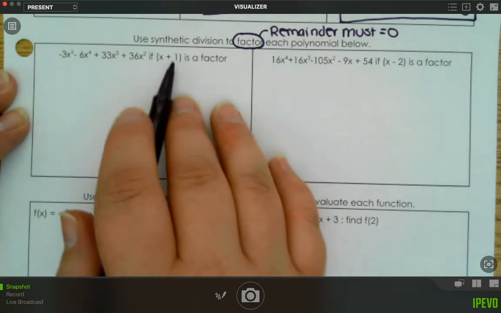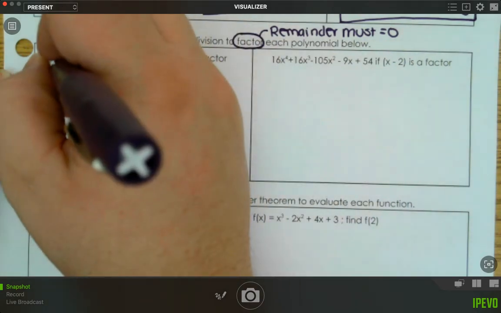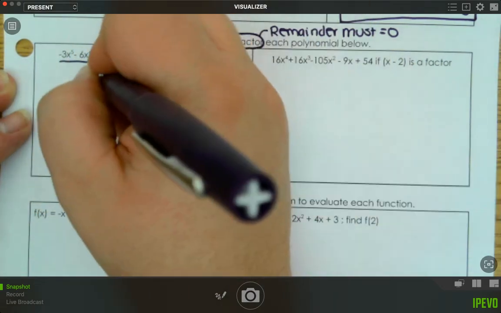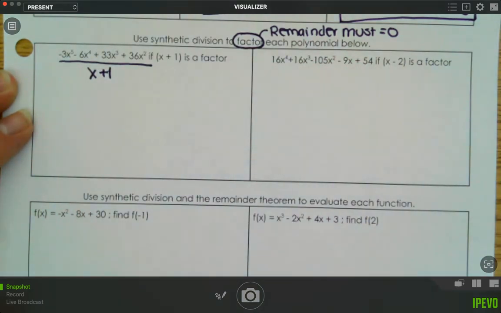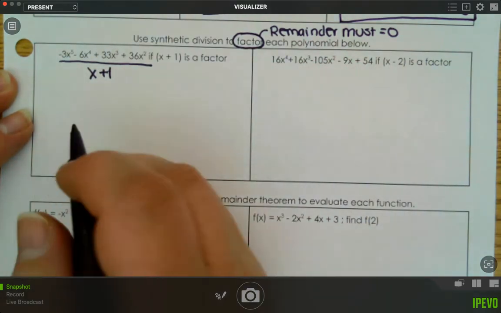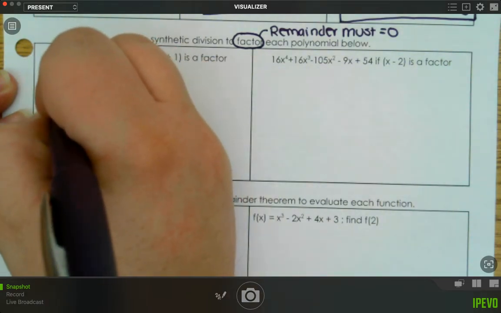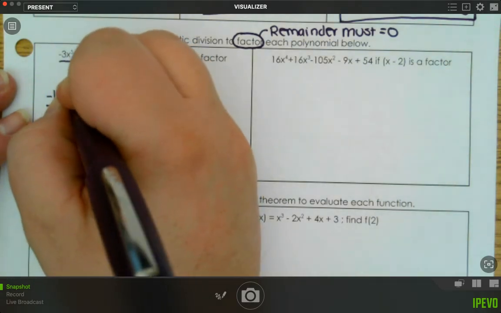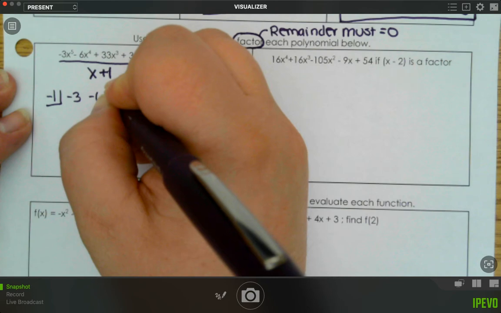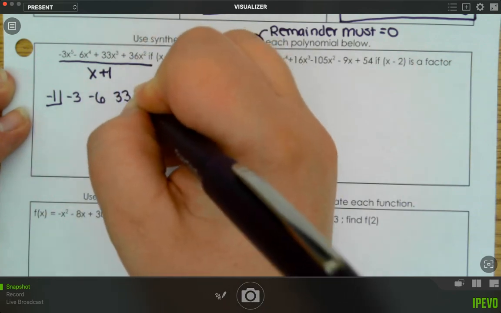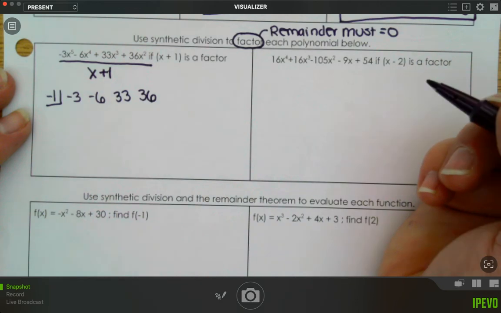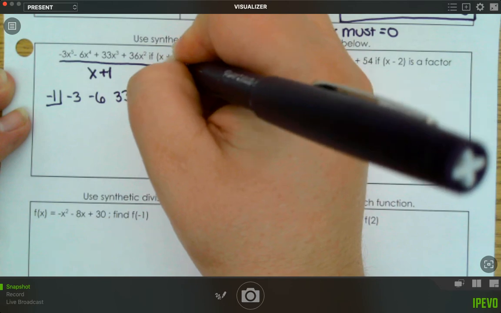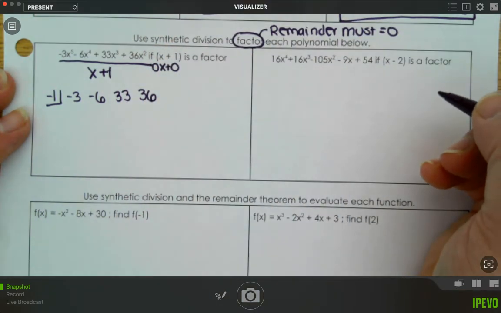So we want this to be a factor. That means we're going to divide by it, like that. And then the -1 is going to go here, and you're going to copy down all of those coefficients. -3, -6, 33, 36. And then here's the really funky thing about this one. Its 0 placeholders go at the end. There's no x's and there's no constant.